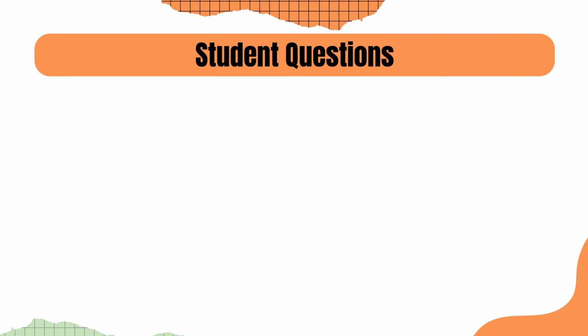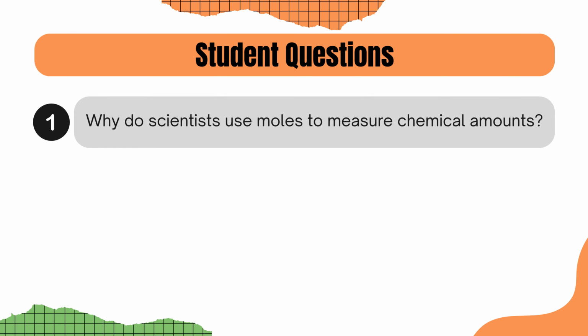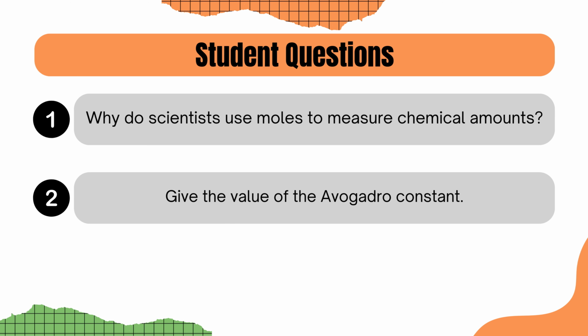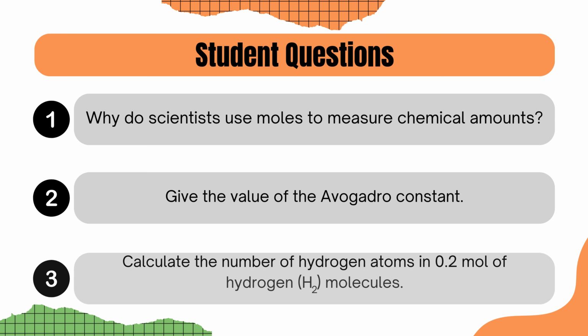Students, there are some questions about moles. First one: why do scientists use moles to measure chemical amounts? The second is: give the value of the Avogadro constant. And the third is: calculate the number of hydrogen atoms in 0.2 mole of hydrogen H2 molecules. If you know the answer, write the answer in comments.